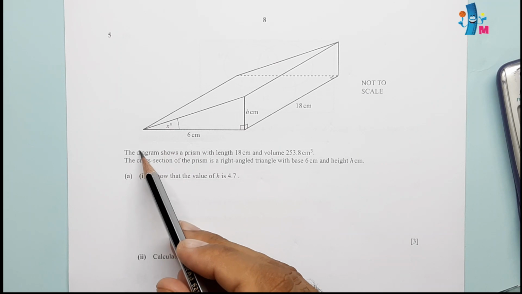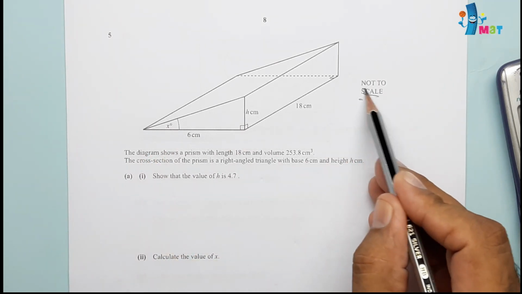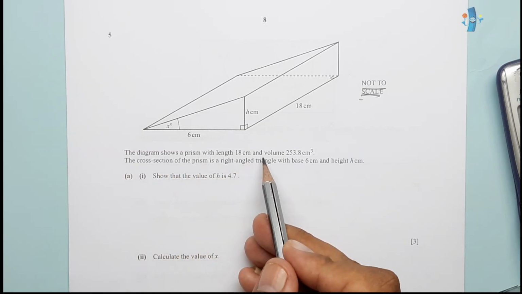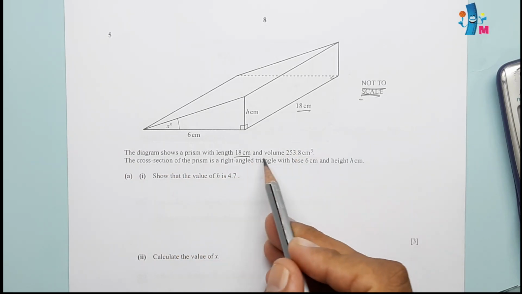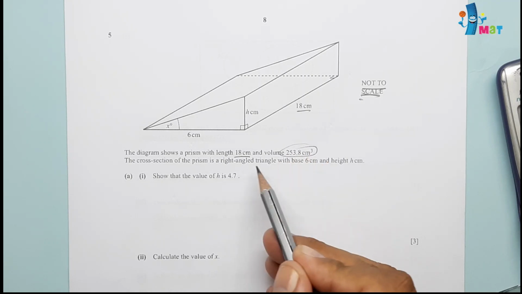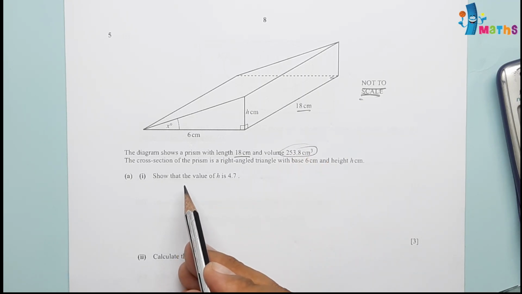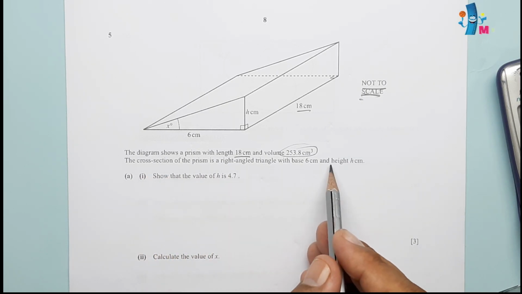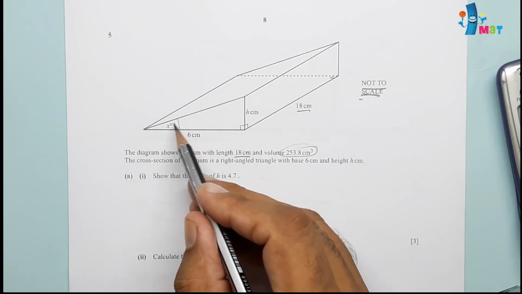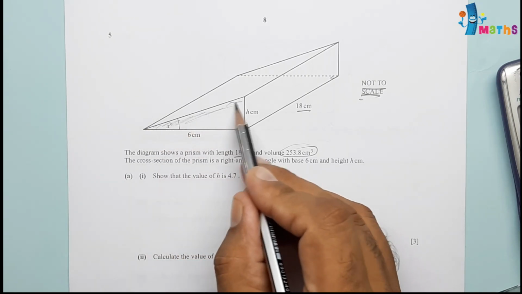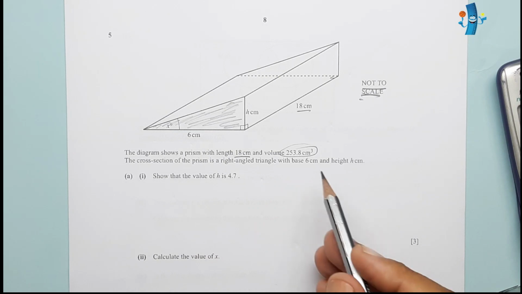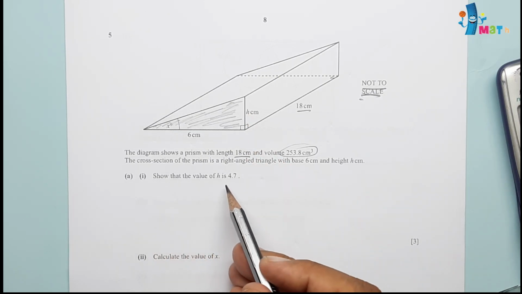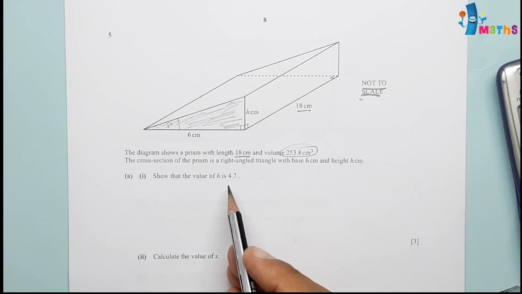Question number 5. This diagram is given which is not to scale. The diagram shows a prism with length 18, and volume is 253.8 centimeter cube. The cross section of the prism is a right angle triangle. This is the right angle triangle. So this is the face area basically, and the height is h, this one. Show that the value of h is 4.7.